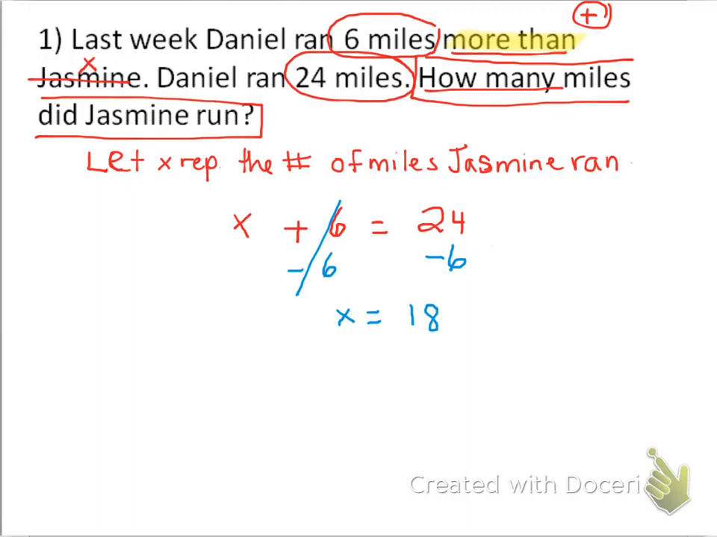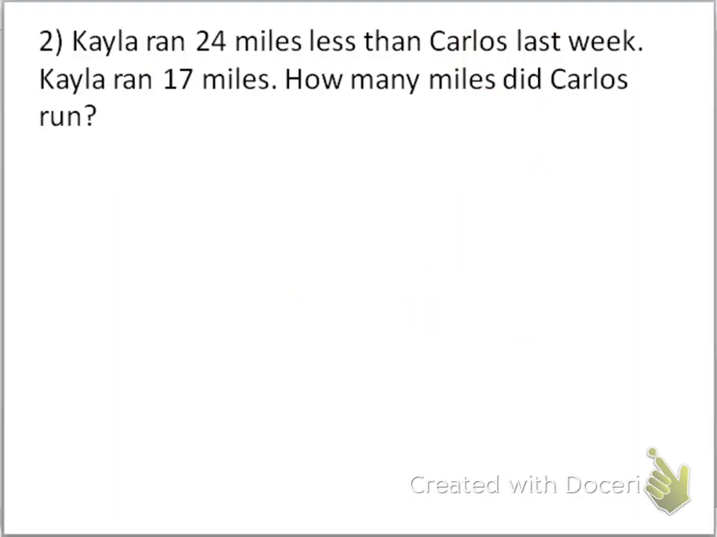Now our last step is our units. Don't forget our units. So it says, how many miles did Jasmine run? Jasmine ran 18 miles. If you want to check your answer, you could do the check, but it's not required for this part. Let's do another example.